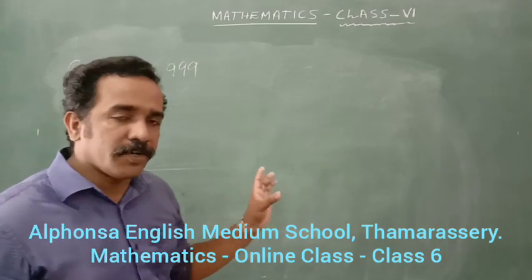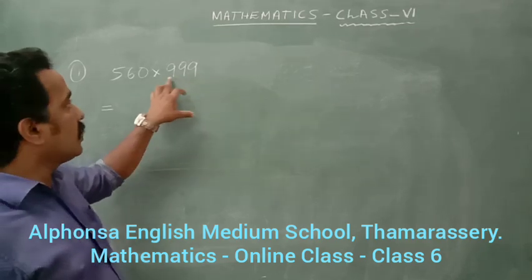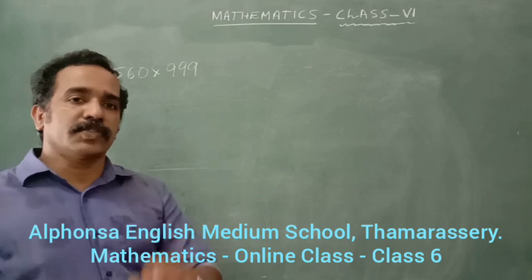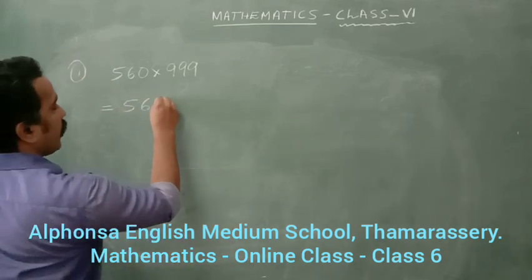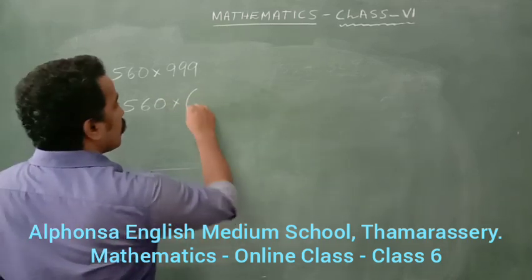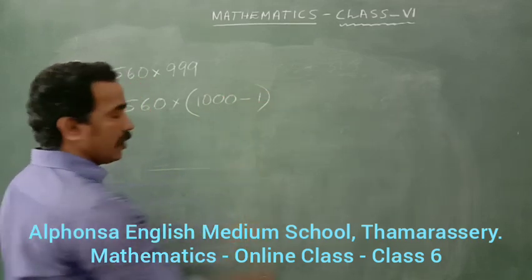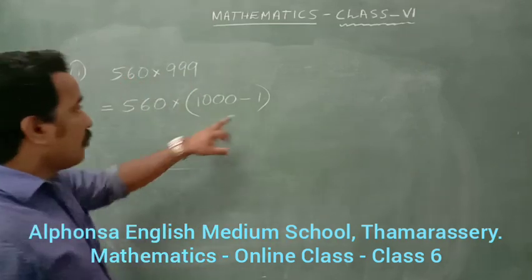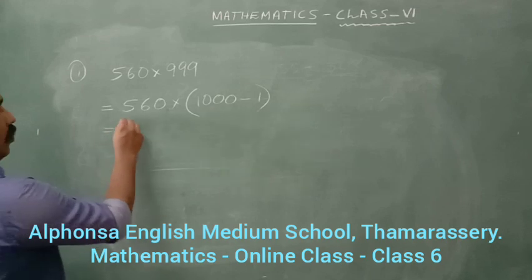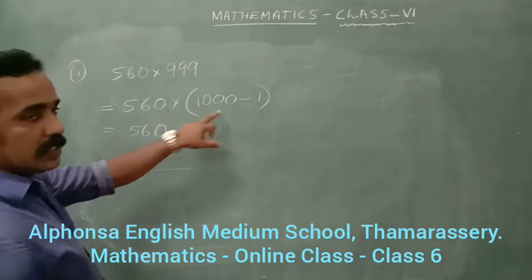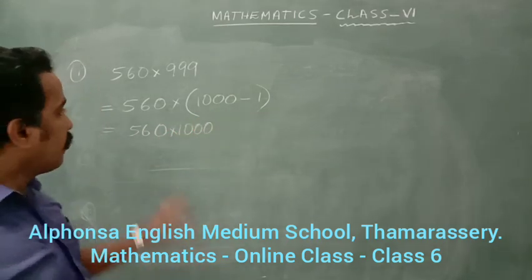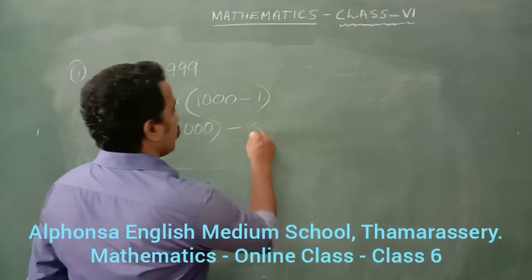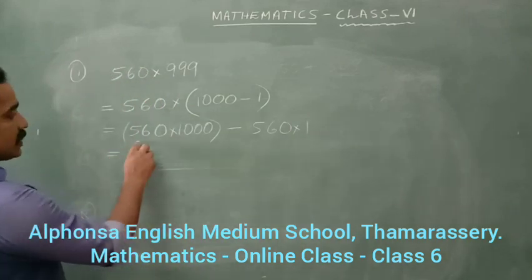We studied the distributive property. So here, when you look at this number 999, we can change it in another way. 999 means 1000 minus 1. So we can rewrite this as 560 into 1000 minus 1. Why are we rewriting like this? Because multiplication with 1000, 100, 10 and all is easy, and multiplication with 1 is also easy. So now use the distributive property: 560 into 1000, then minus 560 into 1.